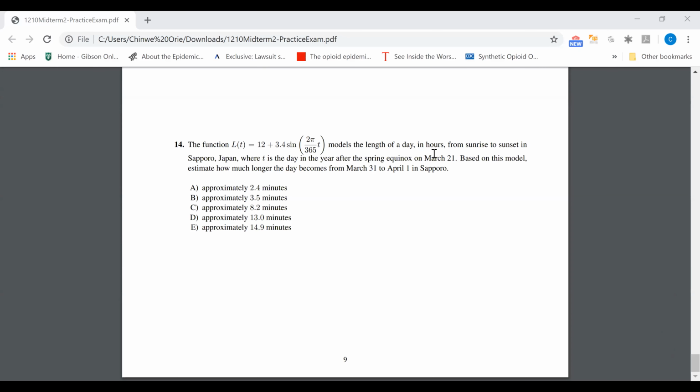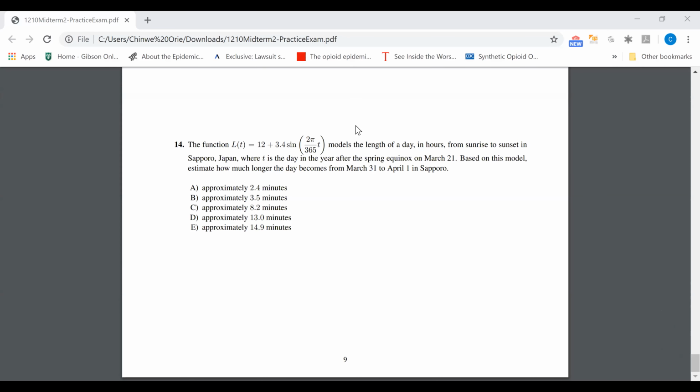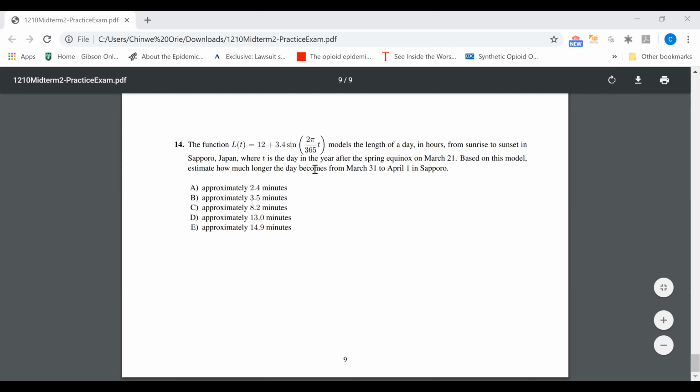So here we have this problem, 14. It gives us a function that models the length of a day in hours, sunrise and sunset. In Japan, T is the day in the year after the spring equinox on March 21st. Based on this model, estimate how much longer the day becomes from March 31st to April 1 in Sapporo. So how much longer the day becomes from March 31 to April 1?